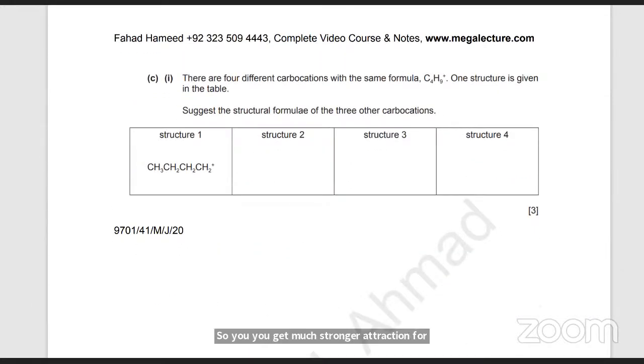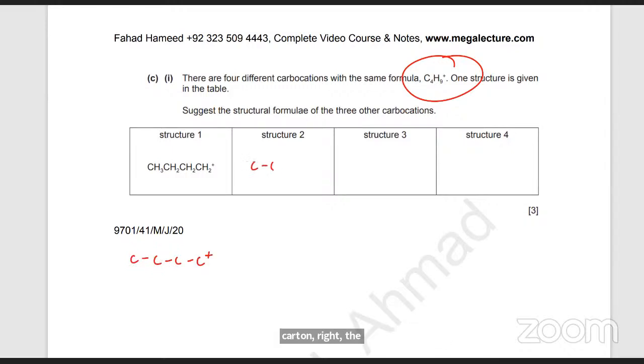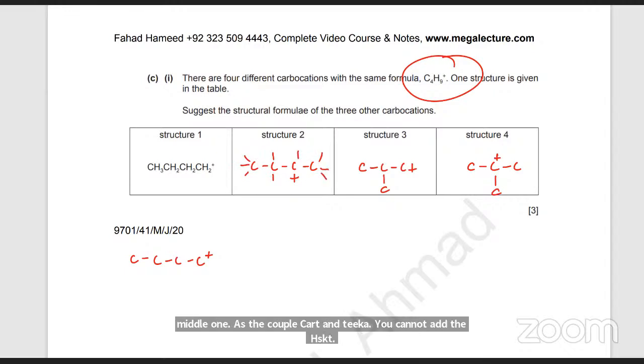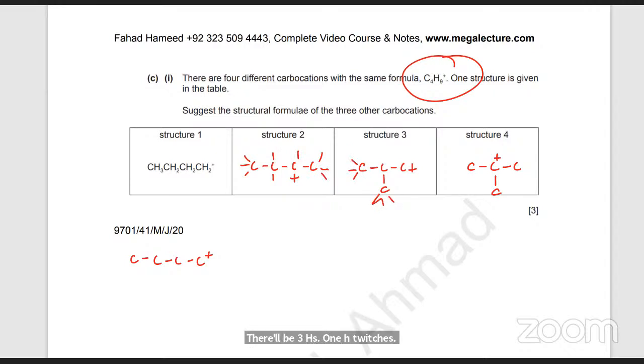As the next one, there are four different carbocations with the same formula, C4H9+. So, which one of them is given. The first one is where the first carbon is a carbocation. The second one could be that the second carbon is a carbocation. Then you could have a branched carbocation, or you could have the middle one as the carbocation. Okay, you can add the H's. There'll be 3 H's, 1 H, 2 H's, 3 H's, 1 H, and 2 H's with this. So yes, answer next one.